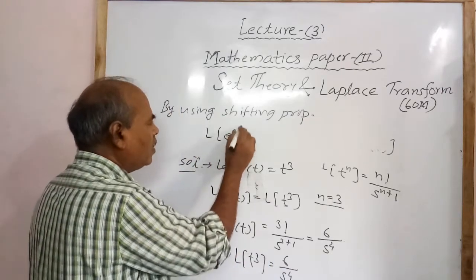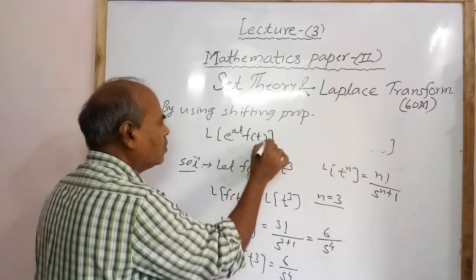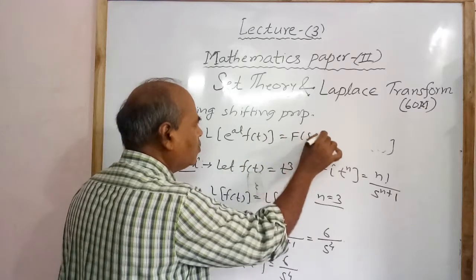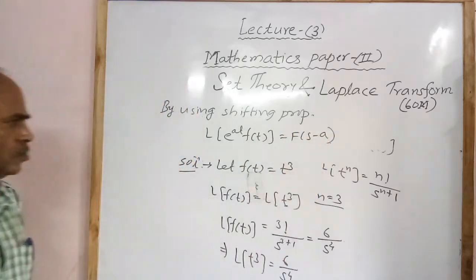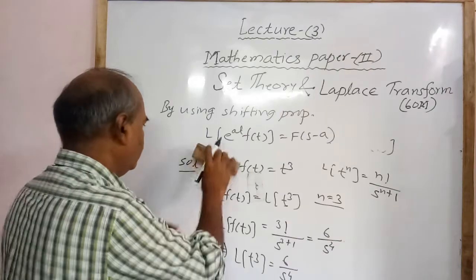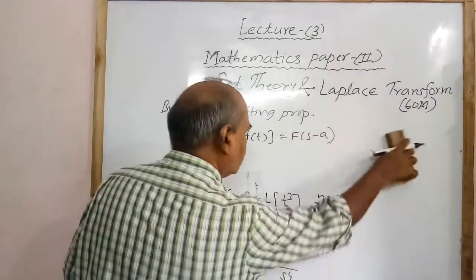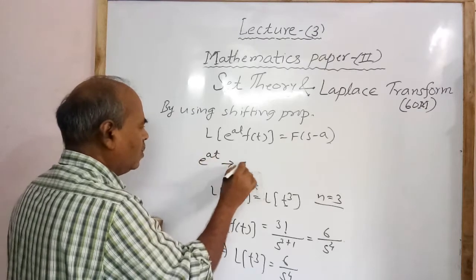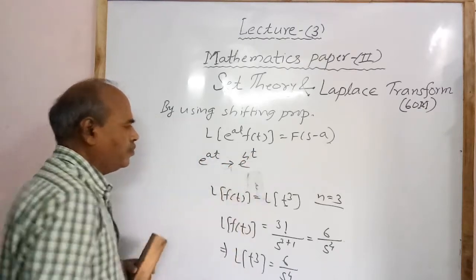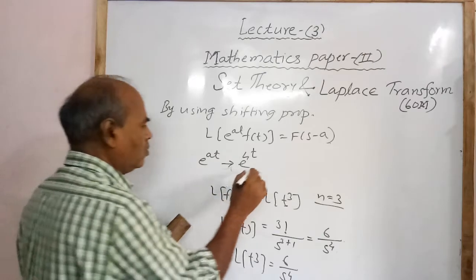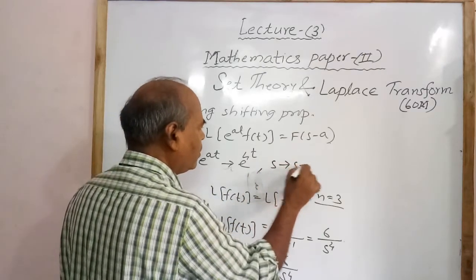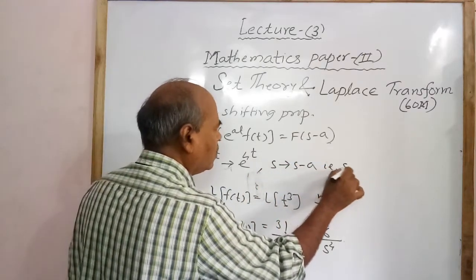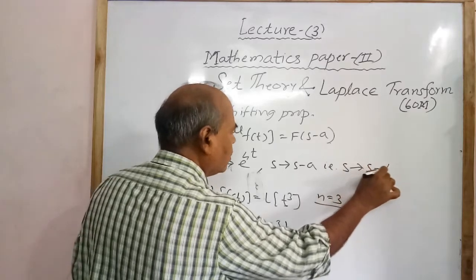Laplace of e to the power at f of t equals F of s minus a. Now here e to the power at means e to the power 4t. Therefore s is replaced by s minus a, that is s is replaced by s minus 4.